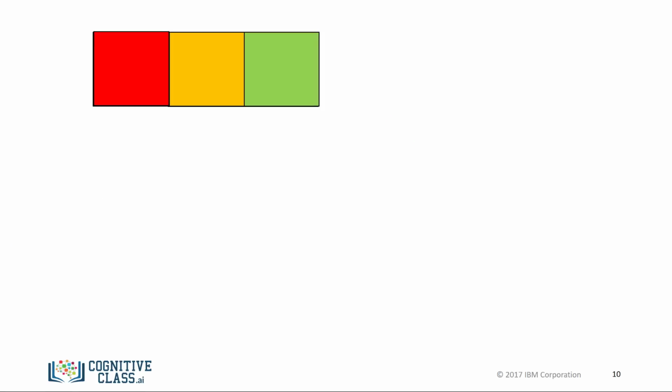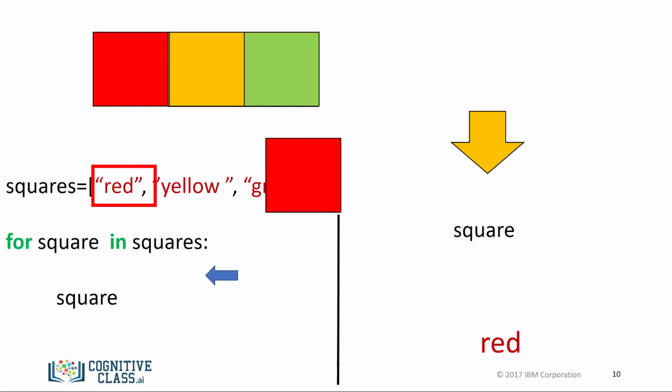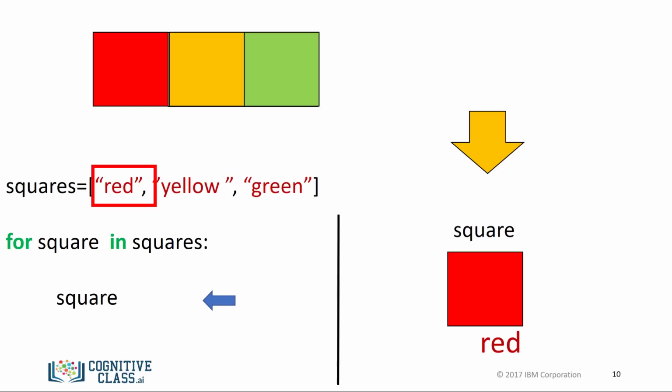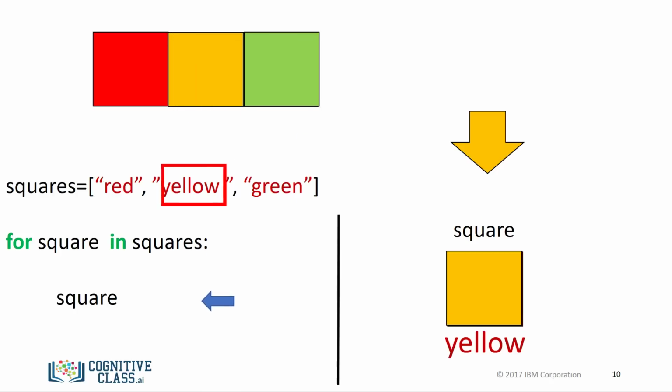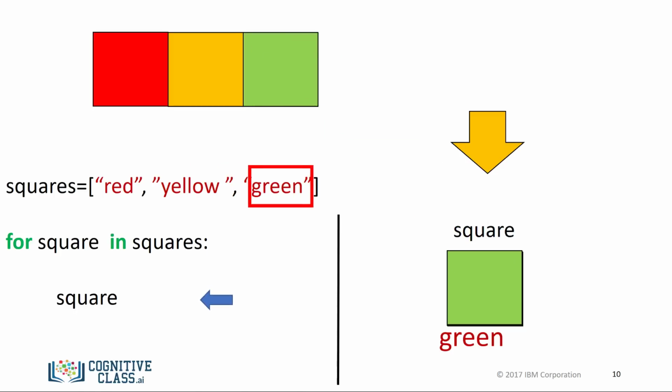We can also iterate through a list or tuple directly in Python. We do not even need to use indices. Here is the list squares. For each iteration, we pass one element of the list squares to the variable square. Let's display the value of the variable square on this section. For the first iteration, the value of square is red. We then start the second iteration. For the second iteration, the value of square is yellow. We then start the third iteration. For the final iteration, the value of square is green.